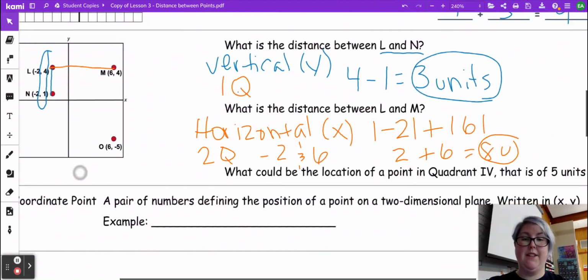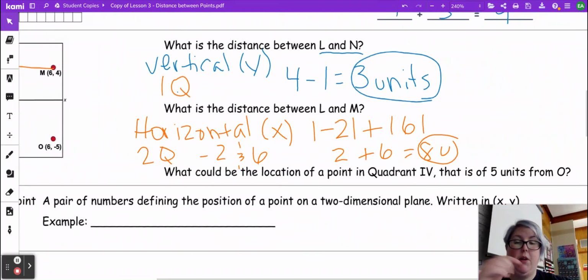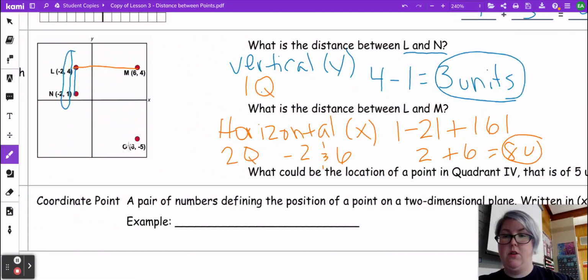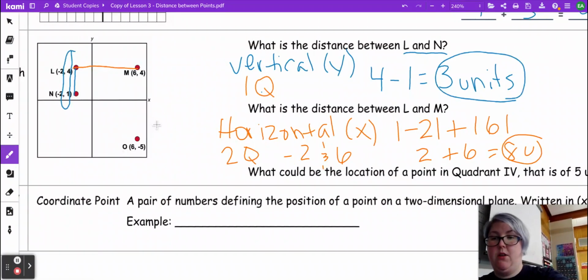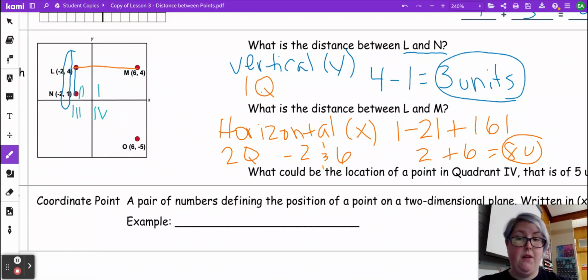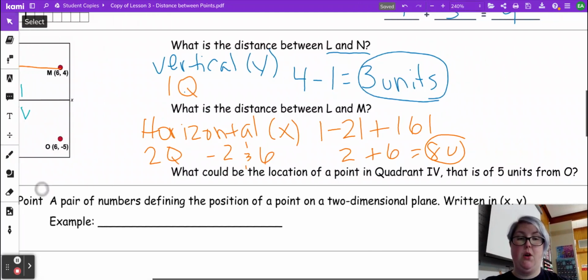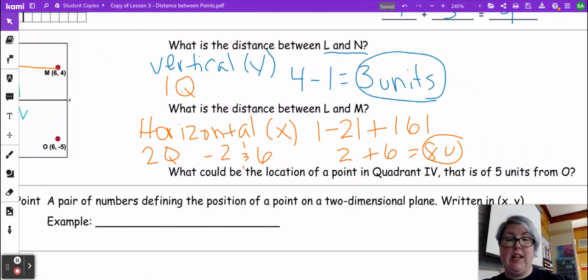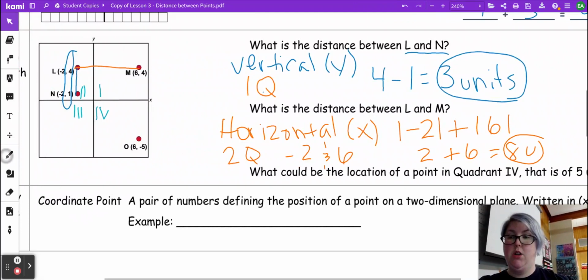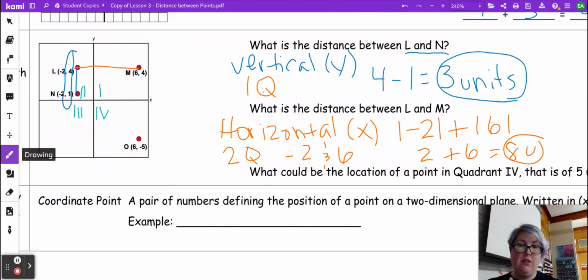Now, the last question, what could be the location of a point in quadrant 4 that is 5 units from O? So we have O down here in quadrant 4. Remember, it's 1, 2, 1, 2, 3. That's on your previous notes. We need 5 units from O, but it's still in quadrant 4. So I want you to take a look at this and answer it in the formative.